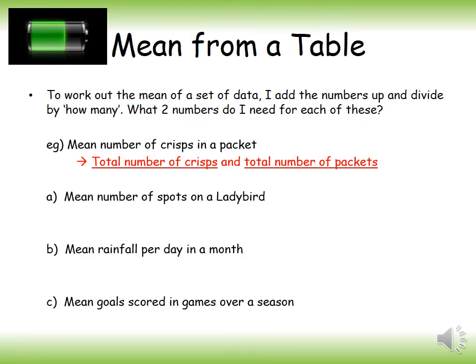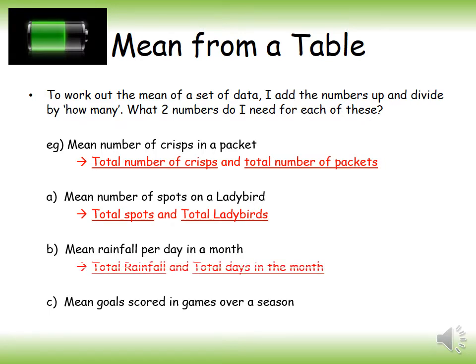What about the mean number of spots on a ladybird? And then the next one, rainfall per day, and the final one, mean goals in a game over a season. So again, I'll pause for you to have a think about that. Okay, so looking at the ladybirds, we need the total spots, and we need to know how many ladybirds there are. And as far as rainfall is concerned, it's obviously a time period, so total number of days, and of course the amount of rain that fell. And we've already done the goals. We need the total goals and the number of games that were played over the season.